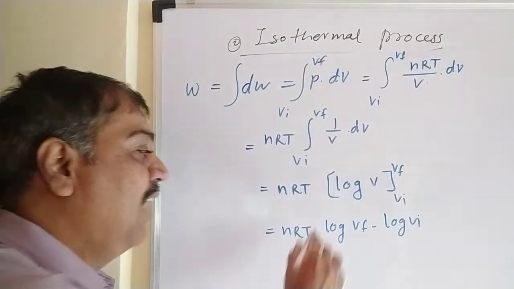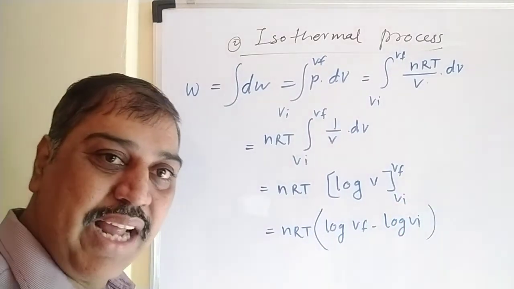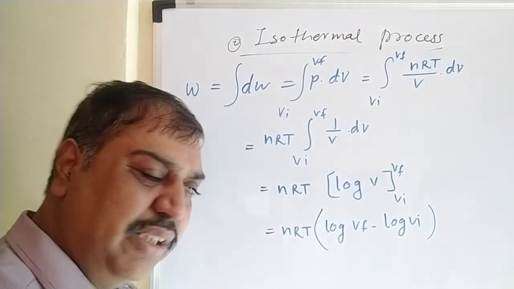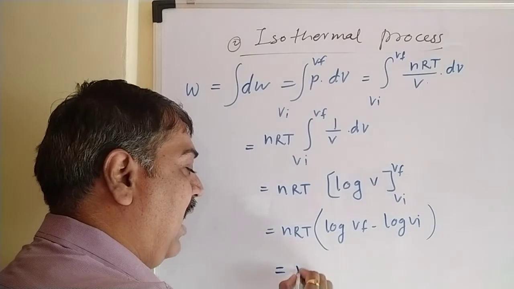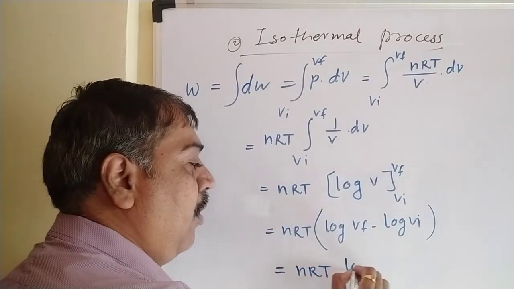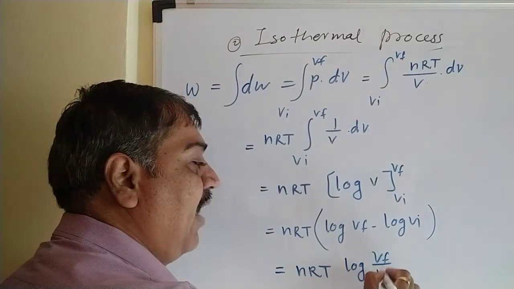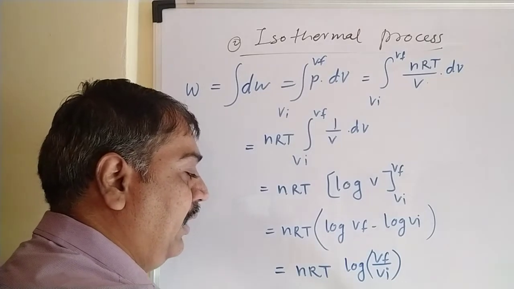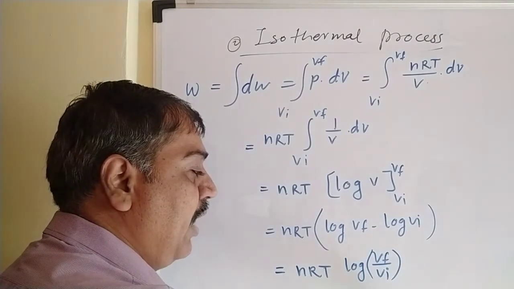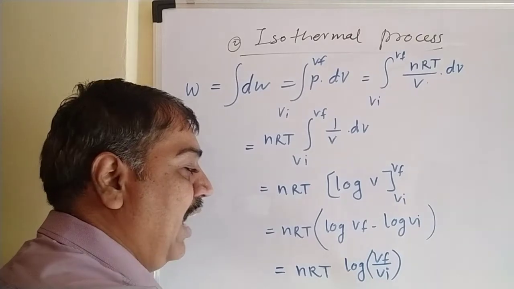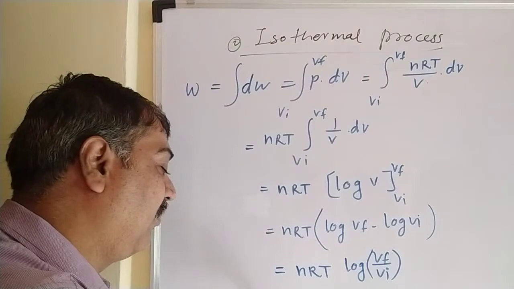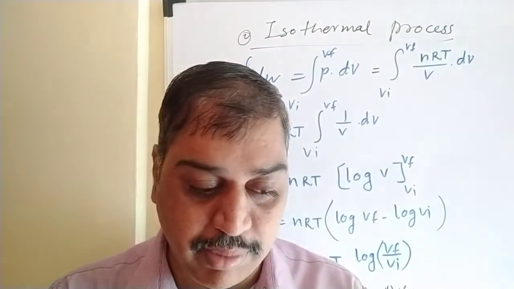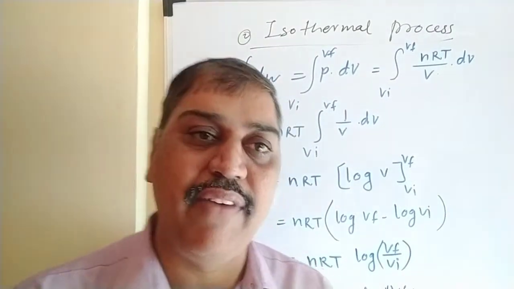And as we know, log m minus log n is what? log m divided by n. This is the mathematical logarithmic formula that we learned in 11th standard. Use it here. So you can write the same as nRT log of Vf divided by Vi. In your book they have used nRT ln of Vf divided by Vi. ln means it is a log actually, and this is the work done required. So this is the work done we have found for this isothermal process.